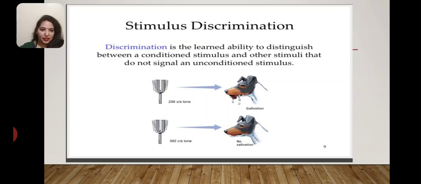Stimulus discrimination. Discrimination is the learned ability to distinguish between a conditioned stimulus and other stimuli that do not signal an unconditioned stimulus. It means here you should be able to discriminate between the two sounds.